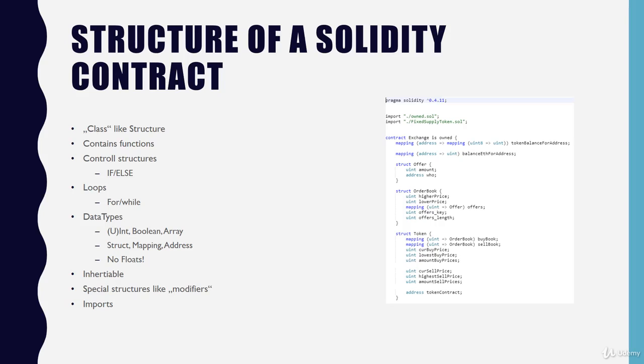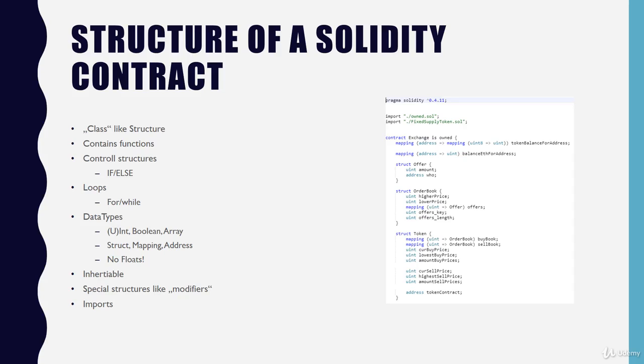Here's the structure of a typical Solidity contract. Each contract looks like a class that we know from other languages. It starts with the contract keyword and then a name, and then it has all the functions and all the different other things that a contract can contain. So this is how a contract starts.